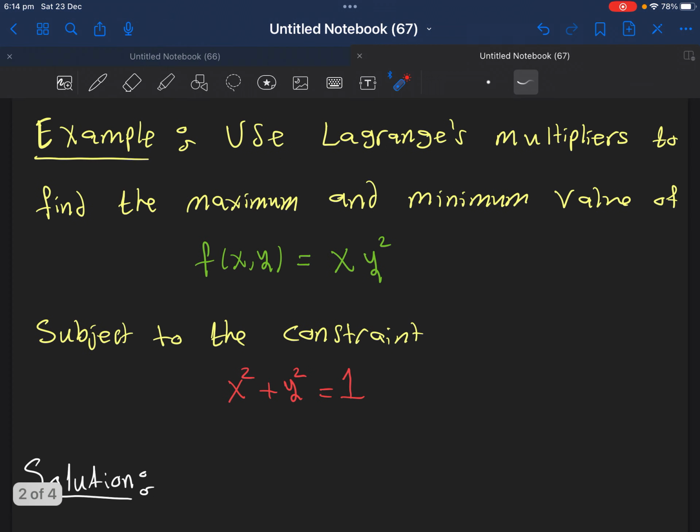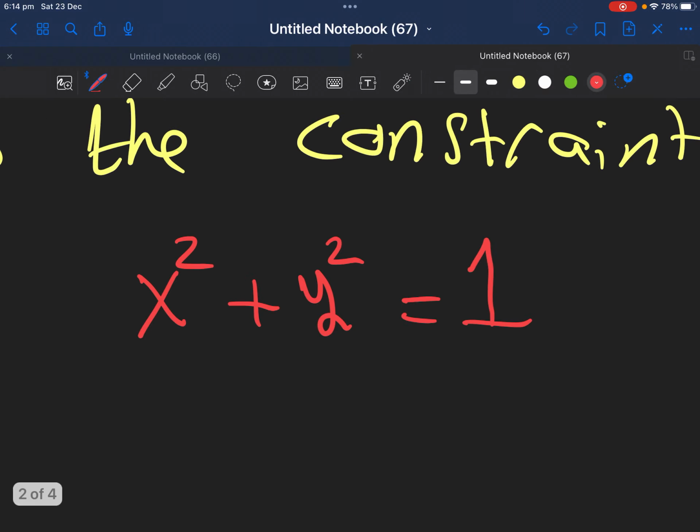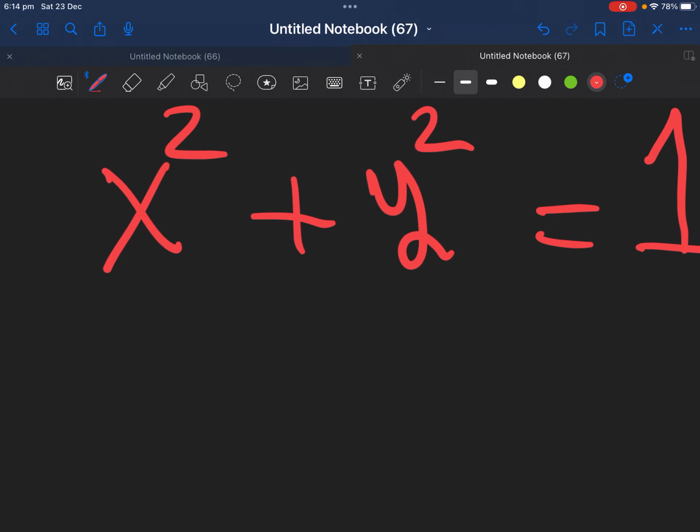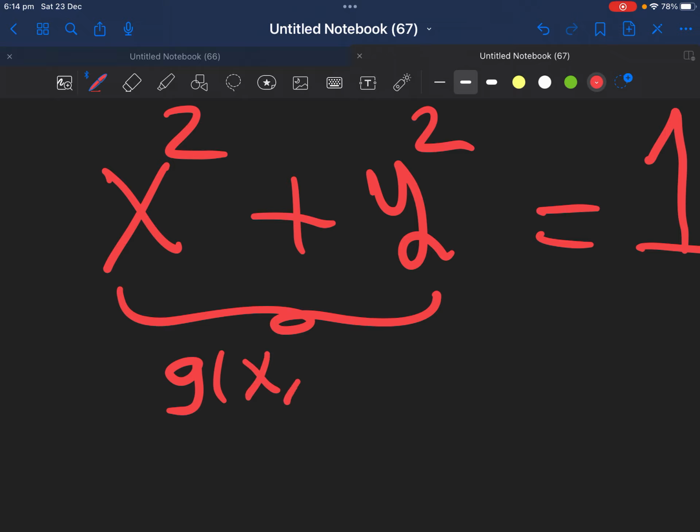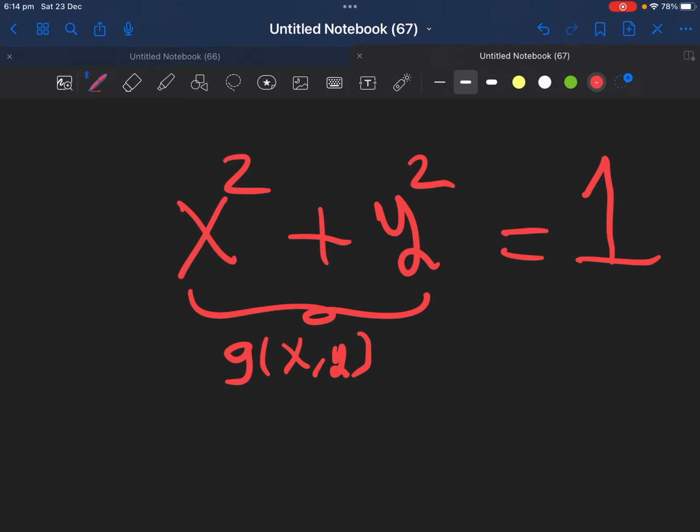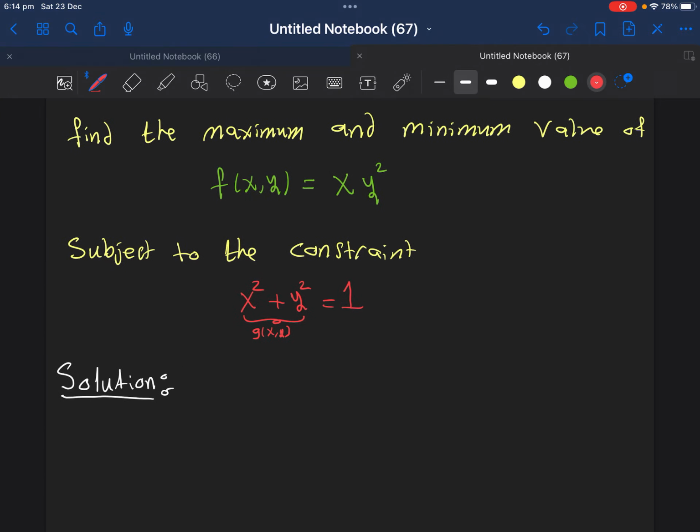So the first question here we have is we need to use the Lagrange multiplier method to find the maximum and minimum value for the function f of x, y equal x y squared, subject to the constraint x squared plus y squared equal to 1. So first thing first, I will call this constraint g of x, y. So this is my constraint equal to 1.